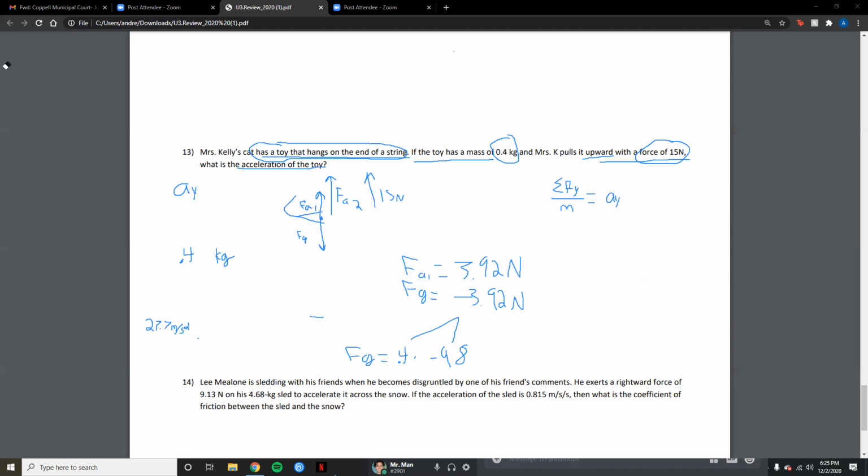You need to subtract that from 15, which would get you 11.08, and then you would divide both sides by 0.4, which would get you 27.7. If that makes sense. Oh right, okay. Wait, how did you get negative 3.92 again? So you know how we've been doing F of g, to get F of g, it's mass times a of g. Gotcha. So that's how you do it. Yeah. So it'd be 0.4 times negative 9.8, and you'd get negative 3.92. Okay. All right, that makes sense.